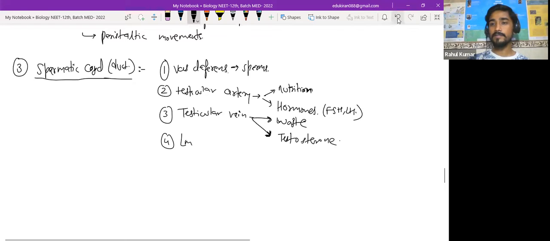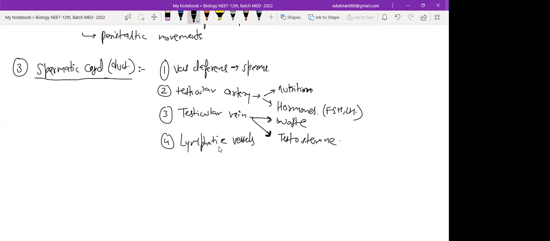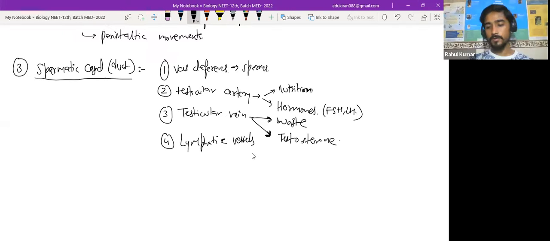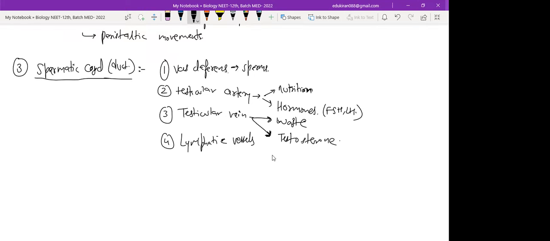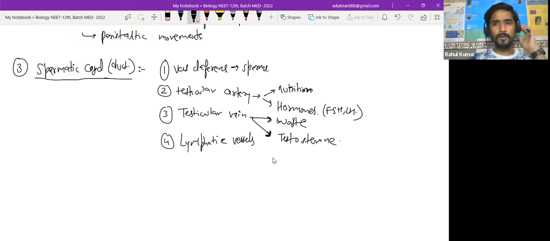You know what lymphatic vessels are? Again, class 11th. Lymph gland. Lymph. No one knows what lymph is? You know lymph? So lymphatic vessels carry a colorless liquid. Yes, it is actually made from blood only.